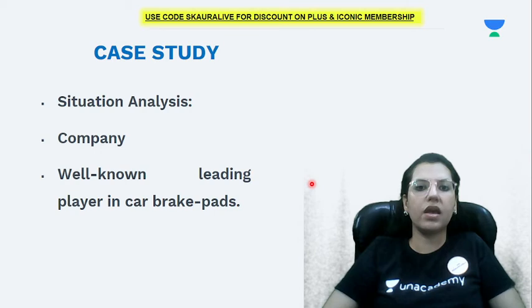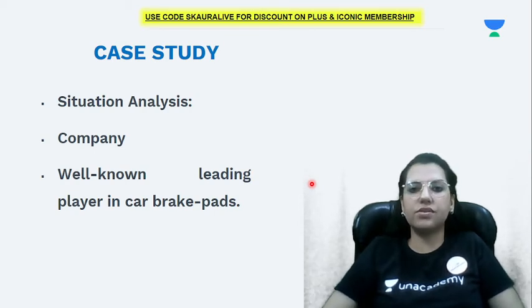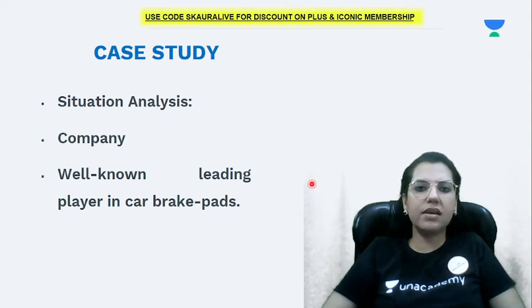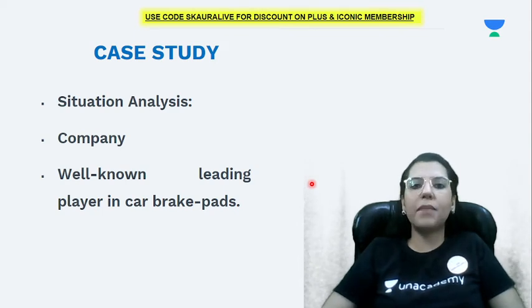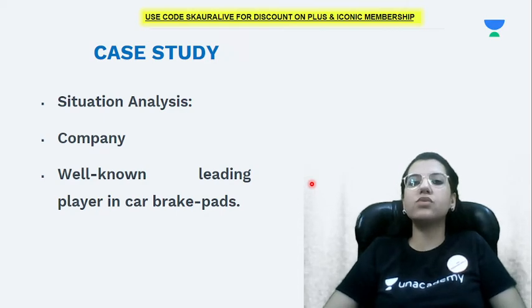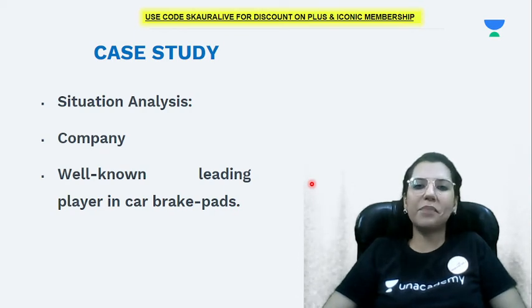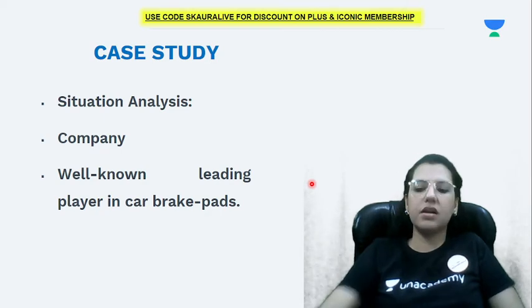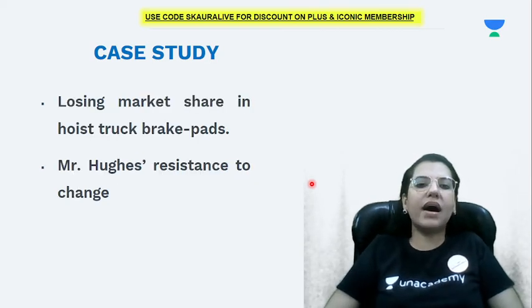Step number 2, let's do a situational analysis about the company. Well-known leading player in the car brake pad market. Which market was it? Asia Pacific, UK, US. Which market was Relby a leading brand of car brake pads? Write down in your live chats. Which geography was Relby the leader of car brake pads in? Absolutely correct, USA.